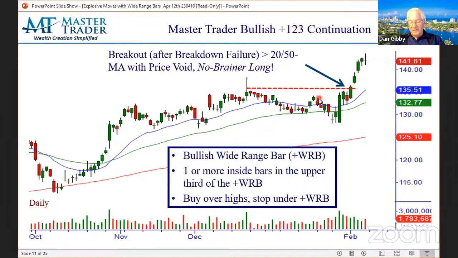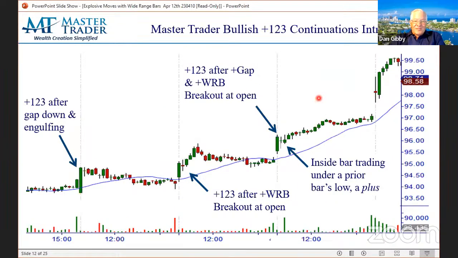So another, 1, 2, 3s are one of my favorite setups, but as you've learned already, the 1, 2, 3 starts with this powerful bar that we're teaching you today. Everything we teach can be applied on any time frame you want, on any instrument you want, stocks, bonds, ETFs, futures, cryptocurrencies, they all work the same.